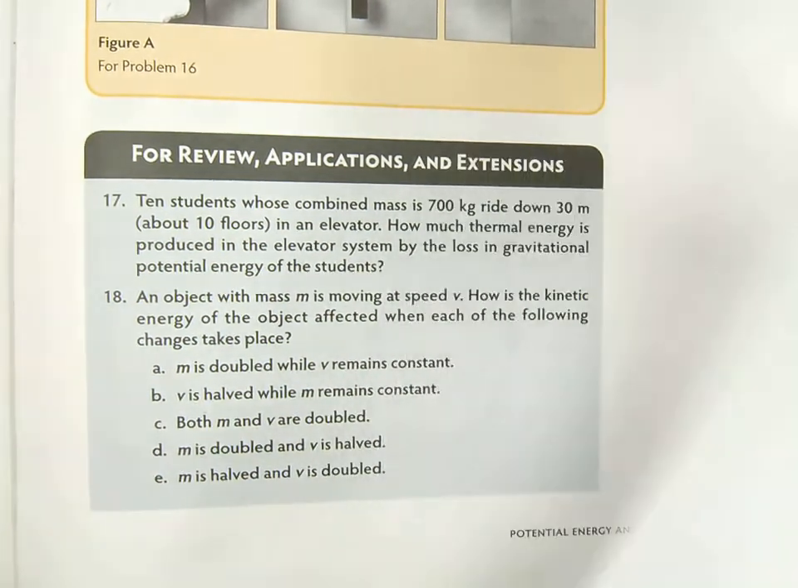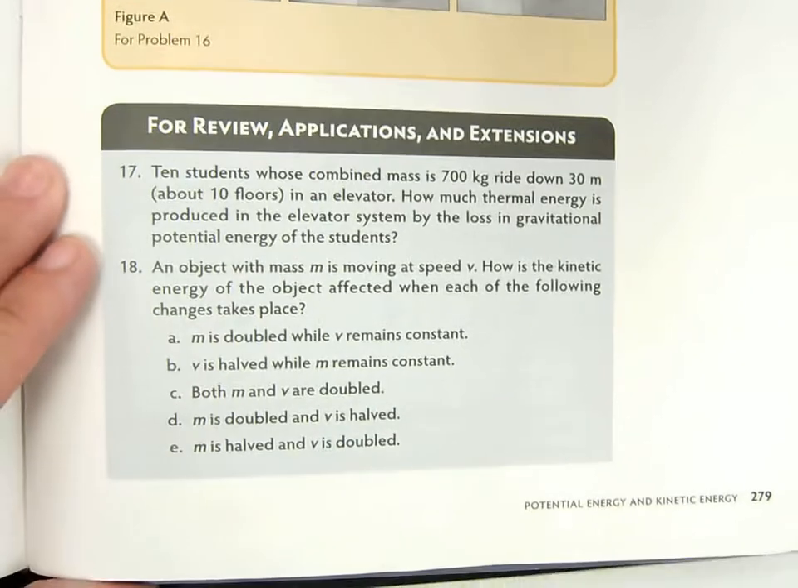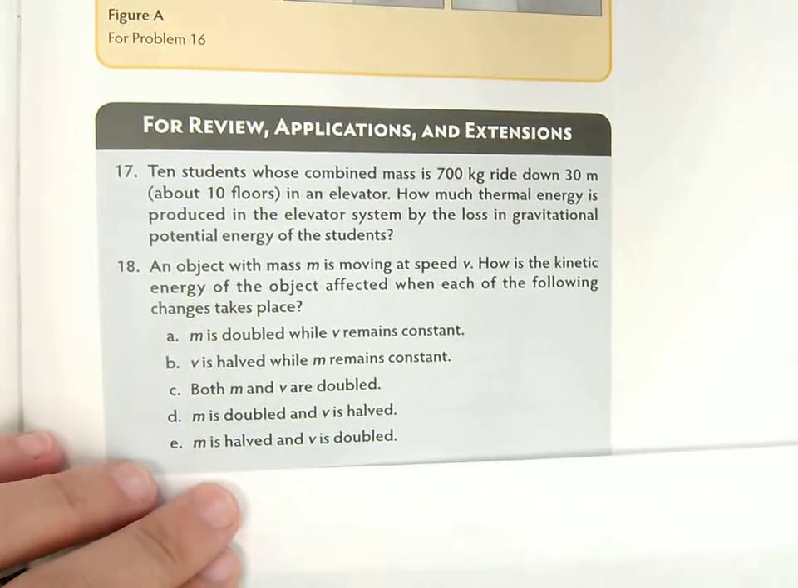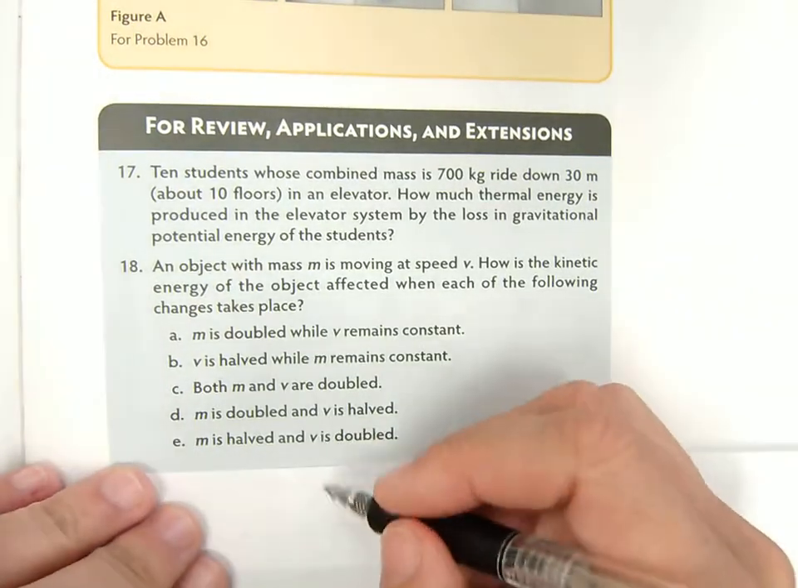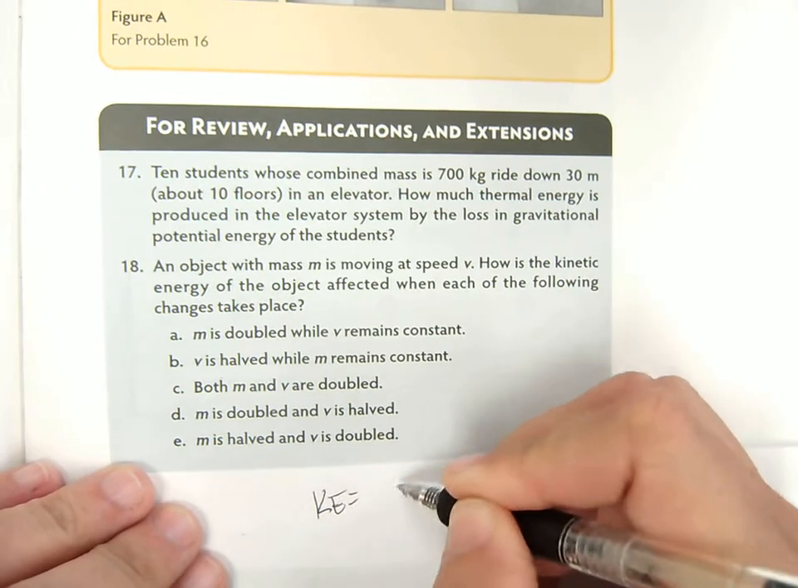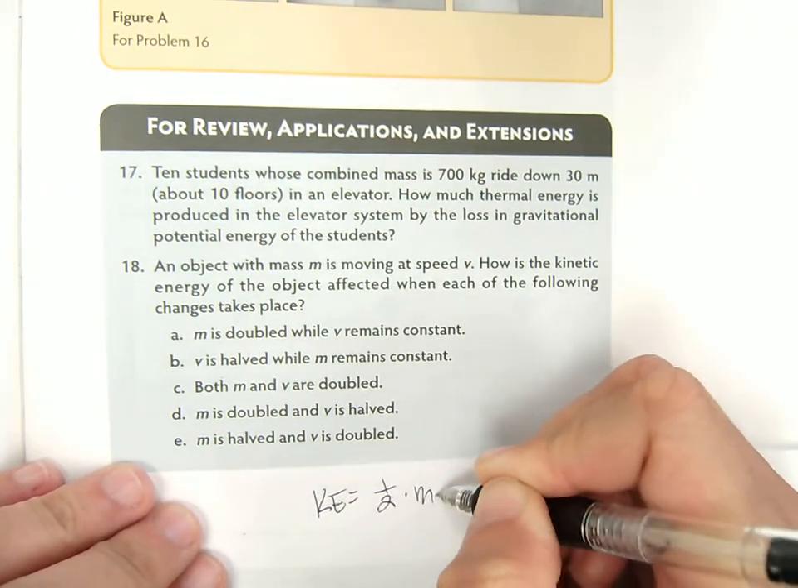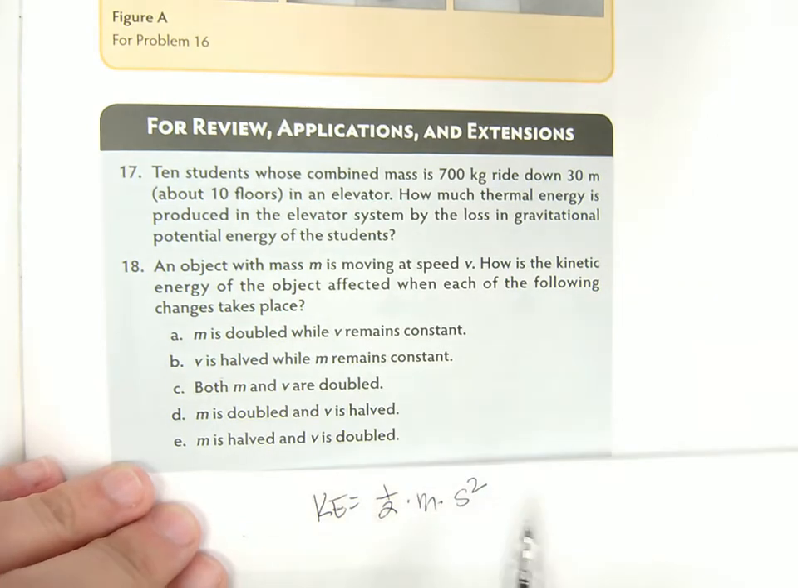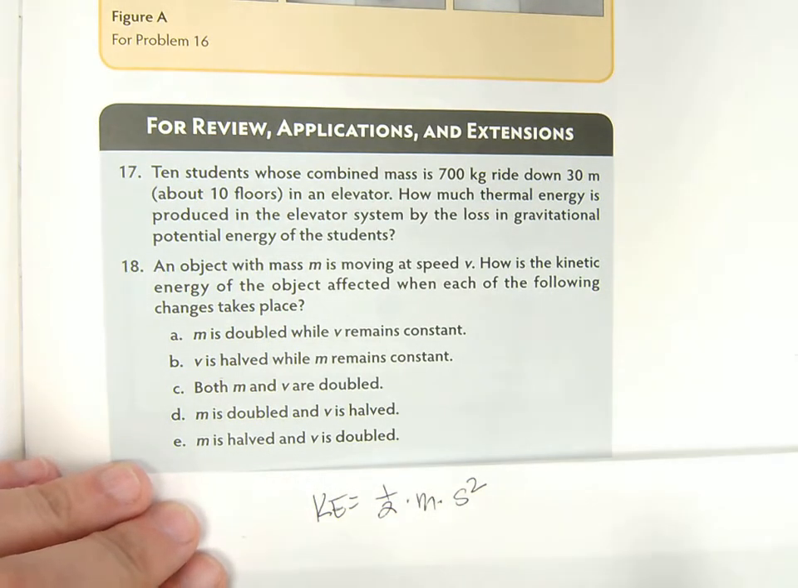Good, good. And then m is halved, and v is doubled. Goodness gracious, they're making us work today. Okay, so half times mass times speed squared. By the way, I'm just using s instead of v. I don't know why they decided to throw v in there. I know why, but all it does is serve to confuse.